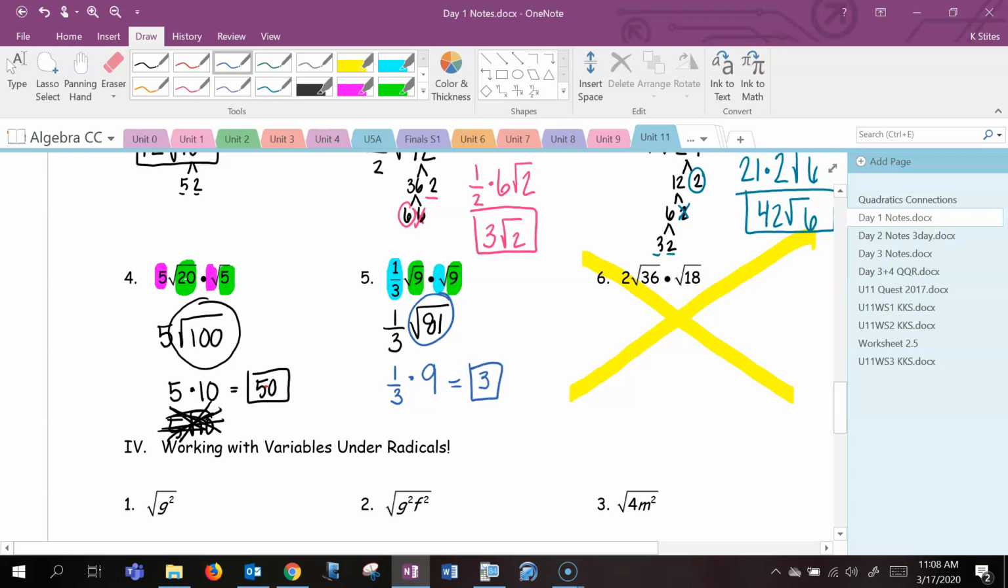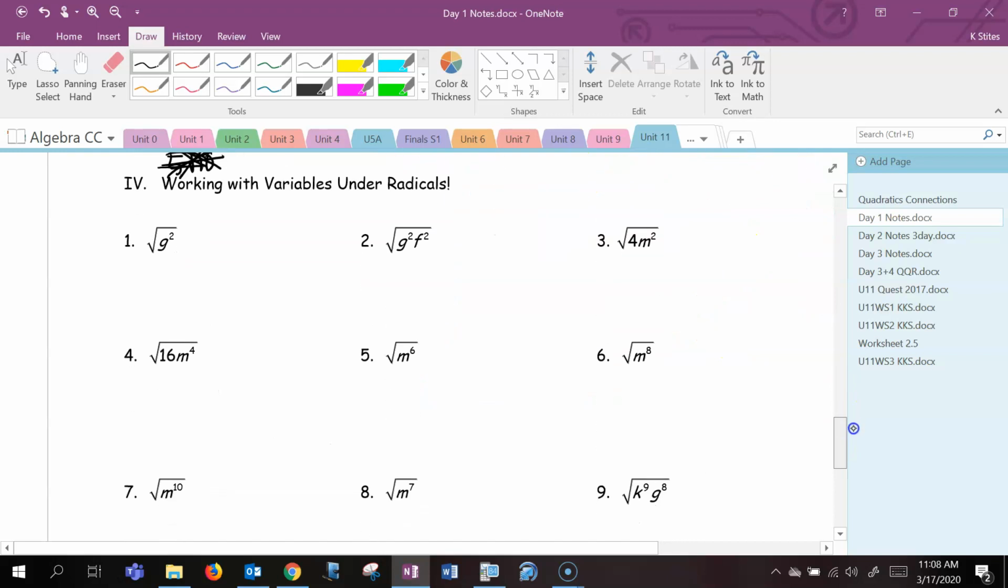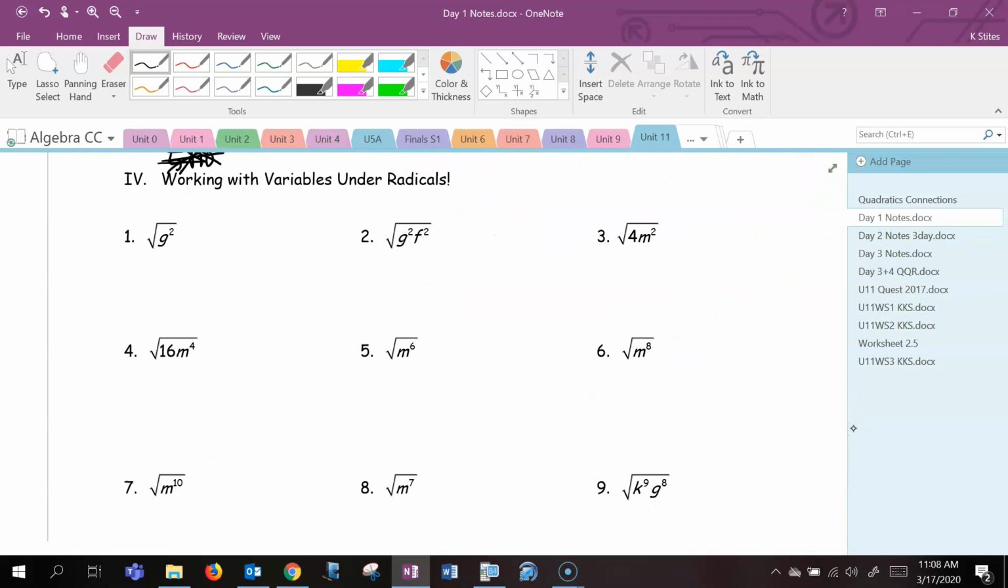All right, very good. Last thing we're going to talk about today is working with variables under the radicals. Now these look a little scary, but I promise they're not too bad. They're actually pretty fast, and some people prefer them to dealing with our factor trees.